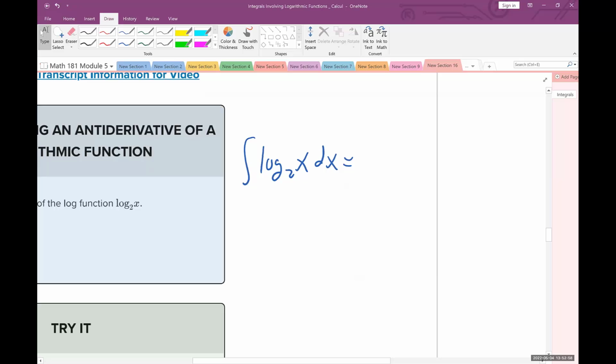Okay. So this is going to be, the way the rule was, x over the natural log of this base, which is 2, times (natural log of x minus 1) plus c. That's it.